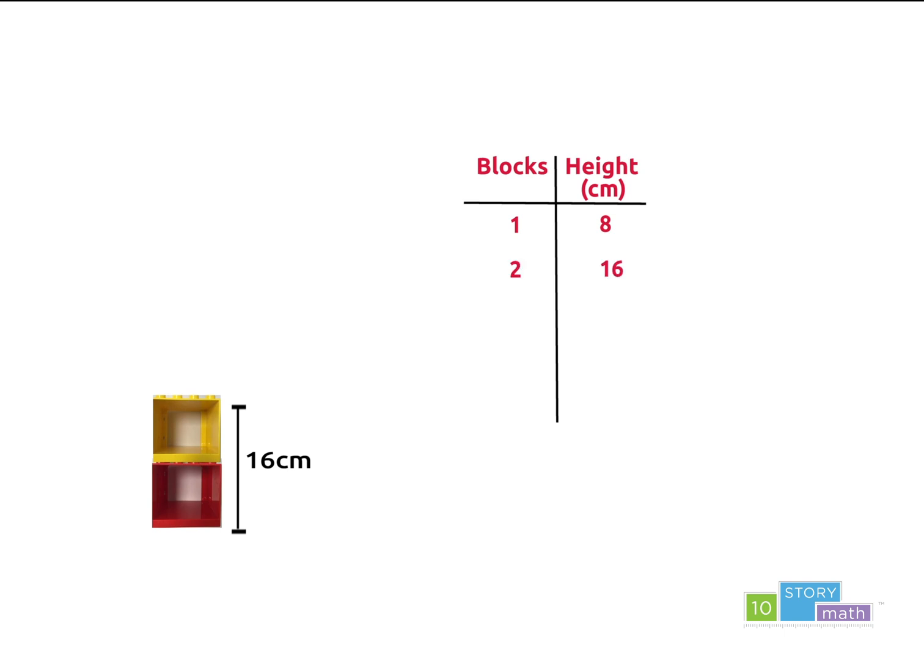I will continue to add blocks to the tower. As I do, you will notice that every time I add an additional block, the height of the tower increases by 8 centimeters. It is increasing at a constant rate because each block is the same height. 3 blocks, 24 centimeters. Let's add that to the table. And now a fourth block.